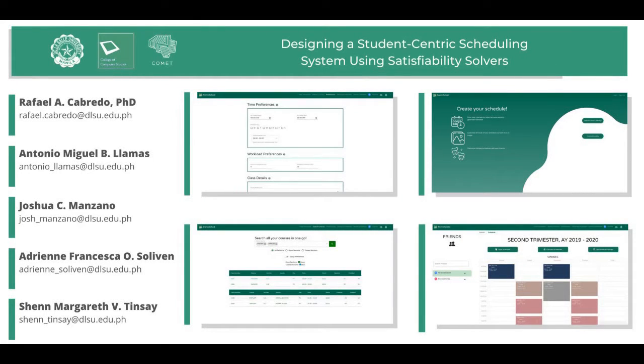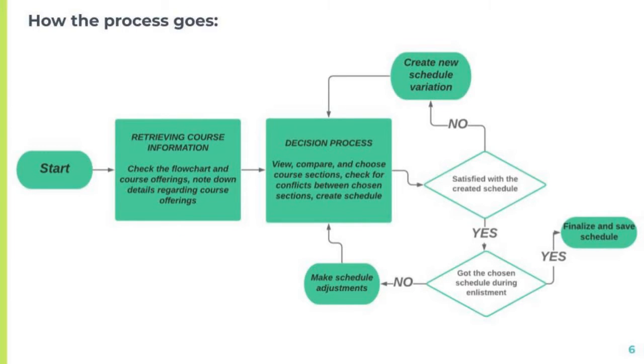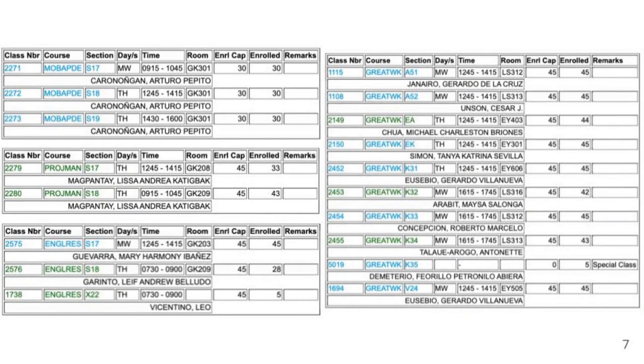Student scheduling is the process of picking out specific classes that a student would take for the term. In De La Salle University, this usually involves the student manually picking out classes from an expansive list of course offerings in a given term.